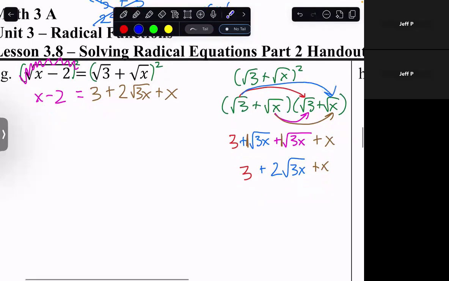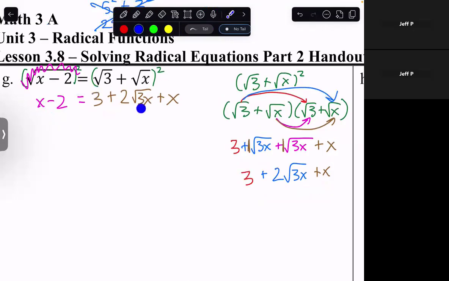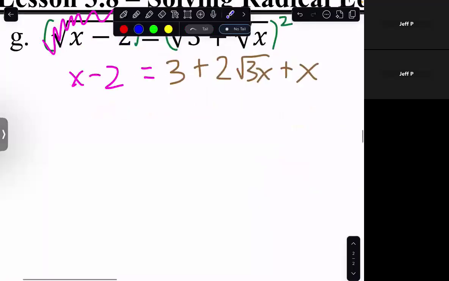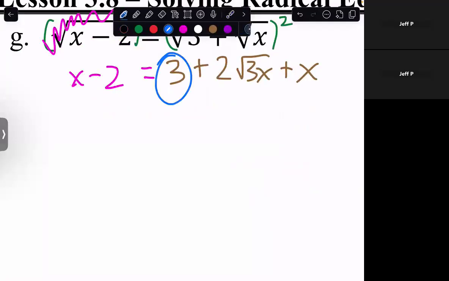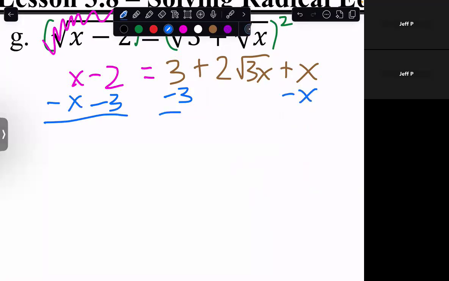So what do we do from here? We still have a radical term, right? In the previous problems, after we did the exponent, the radical always went away, but we still have a radical. So we want to get the new radical by itself. Let's start by getting rid of the positive 3 here. We can subtract 3 from both sides of the equal sign. And we can also get rid of the plus x by subtracting x from both sides. So x minus x goes away, -2 minus another 3 gets you to -5.